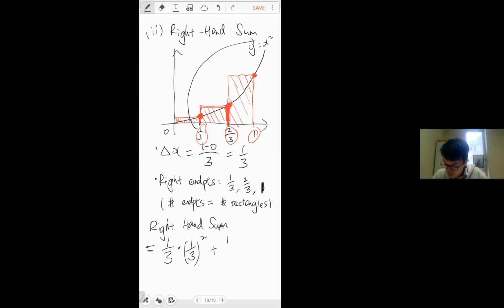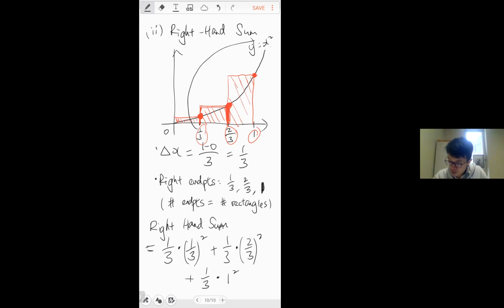For the second one, width is again 1/3. The height is 2/3 square. The last rectangle, the width is 1/3. The height, you plug 1 into the function, you get 1 square. Questions? Any questions?